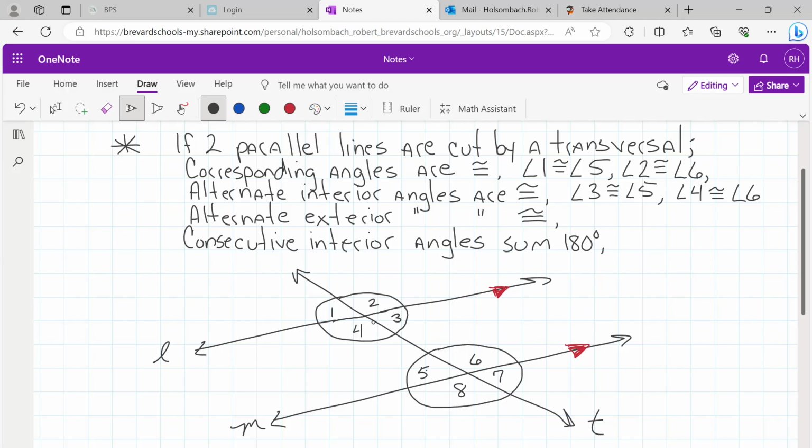Now, look, 3 and 4 can't be alternate interior, can they? No, because they're a linear pair. They form a line. Those two are going to sum 180. They're not going to be equal to each other. 3 and 5 are equal to each other. 4 and 6 are equal to each other. Alternate exterior angles: alternate sides of the transversal in the exterior region. So angle 1 is congruent to angle 7, and angle 2 is congruent to angle 8.